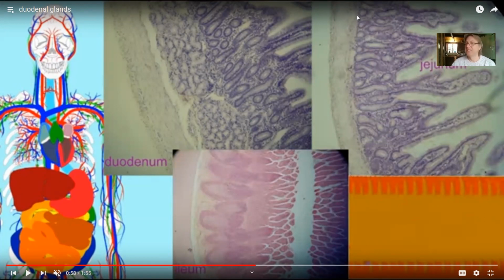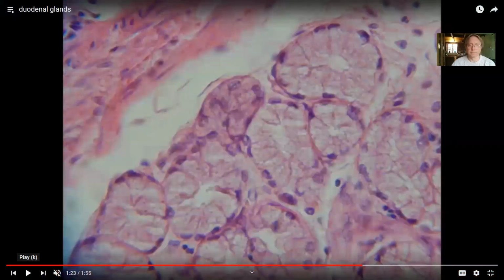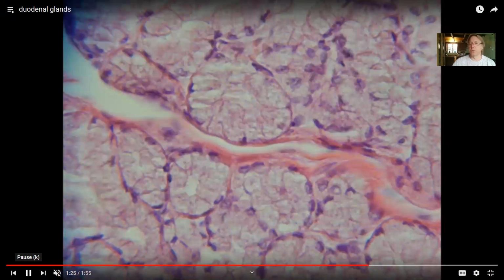And then notice that the jejunum can be defined by default. It has neither of those. It has neither the Brunner's glands of the duodenum nor the Peyer's patches of the ileum.